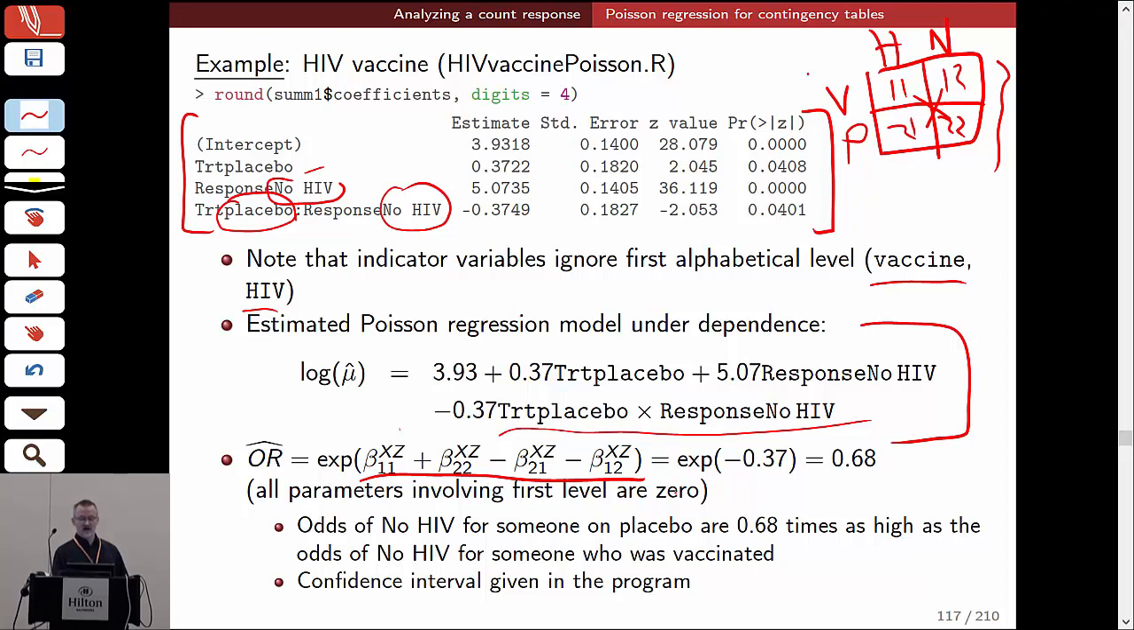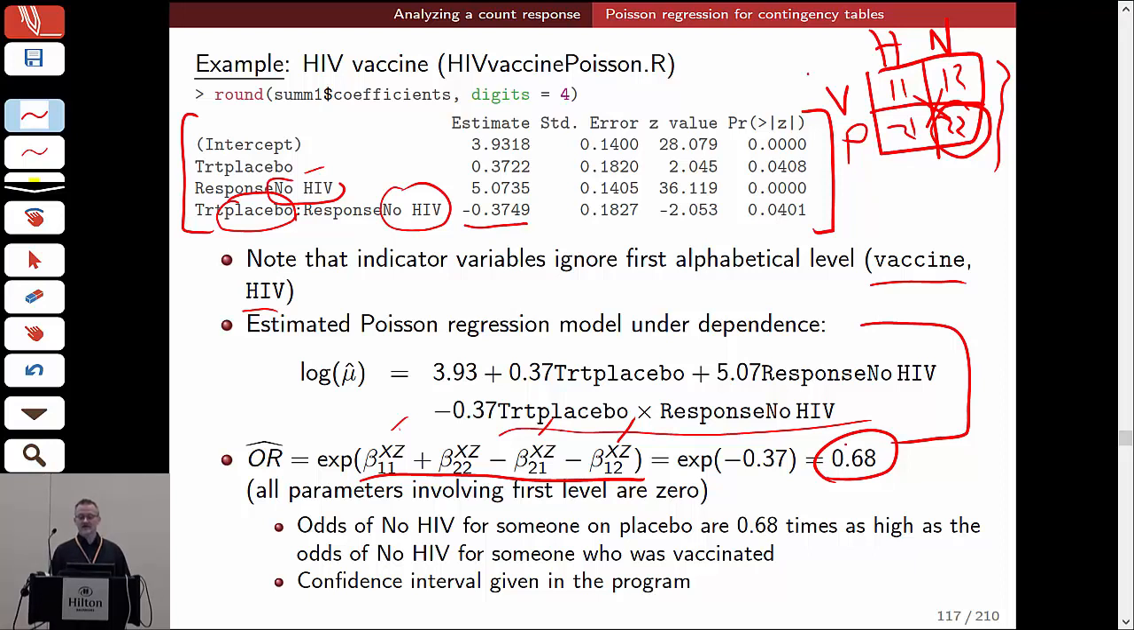Exponentiate that, and when I realize that these are all 0, they don't show up in the model. The only one that shows up is the second one for placebo and no HIV. That's minus 0.38. So I exponentiate minus 0.38, and that gives me back the number 0.68, and then we're left to figure out which one of those 8 interpretations of an odds ratio that 0.68 represents.